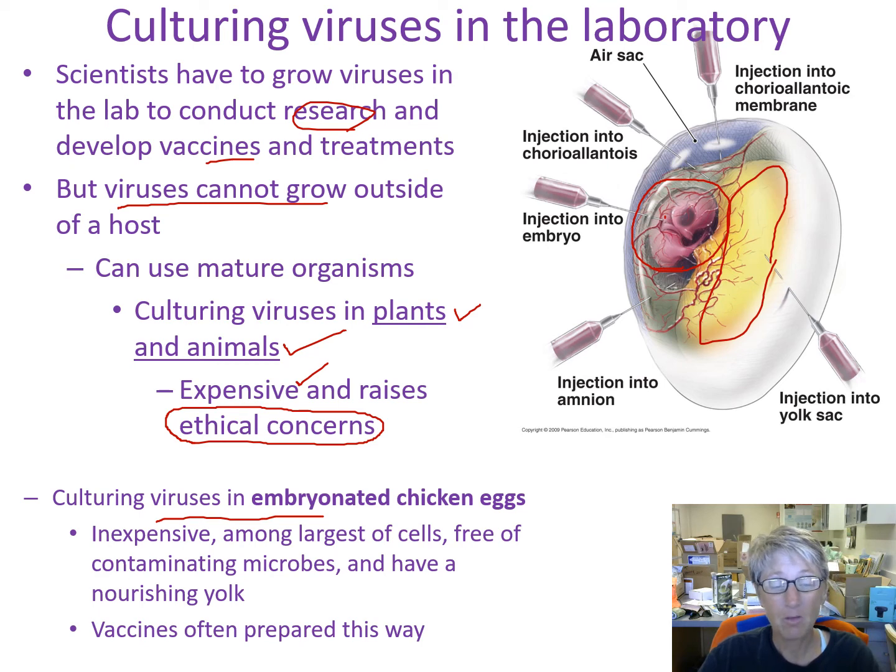An egg is one of the largest cells, and the environment inside is all sterile, so there are no contaminating microbes there. And the viruses have a nourishing yolk. Vaccines are often made this way, but if you're allergic to albumin or eggs, you have to know if your vaccine was prepared in an embryonated chicken egg.